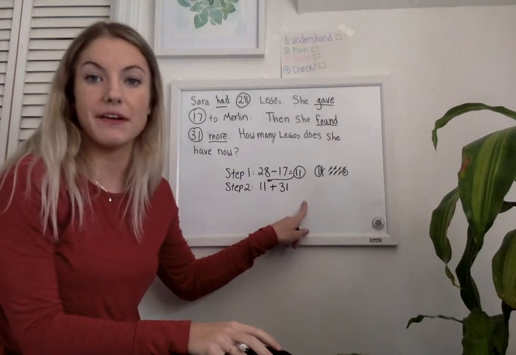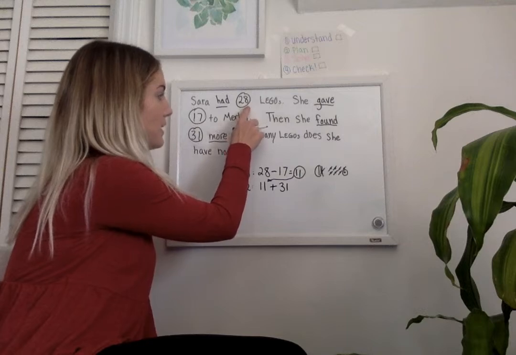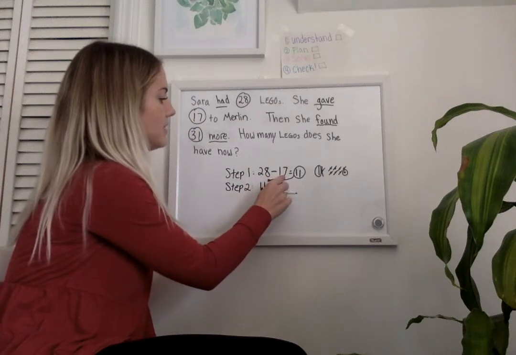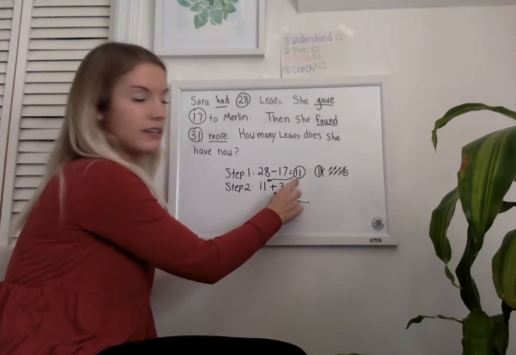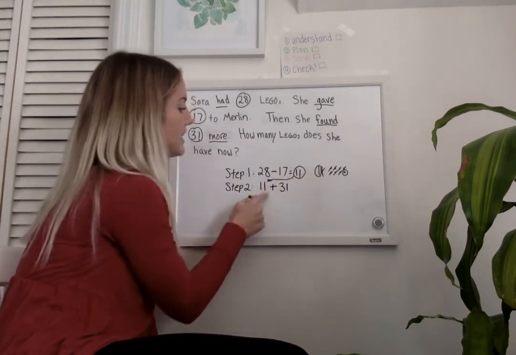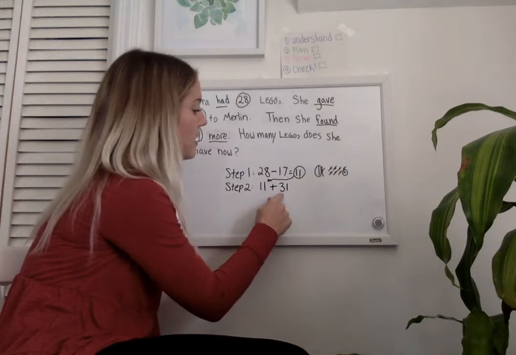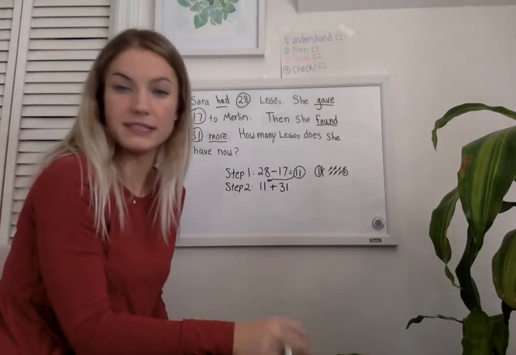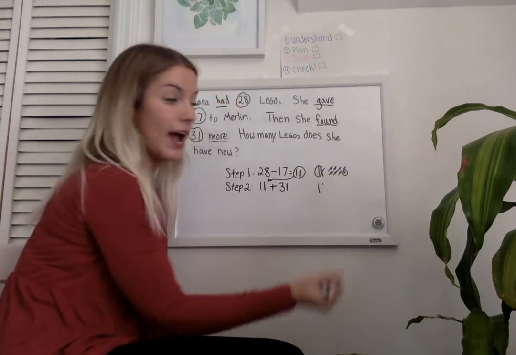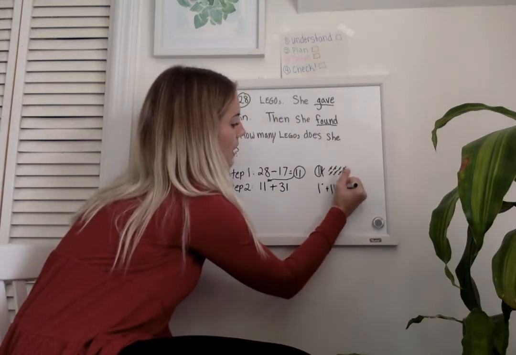So again, boys and girls, it's very important to remember for these two-step number stories, she started with 28, so we have 28. She gave 17, so we have minus 17, and that equaled 11. Then she found 31 more, so we have 11 after she gave those 17 away, plus 31. So 11 plus 31, I might show that again with base 10 shorthand. So I'm going to show 11, so we have one long and one cube, and then we have plus 31. So we have one long, another long, and another long.